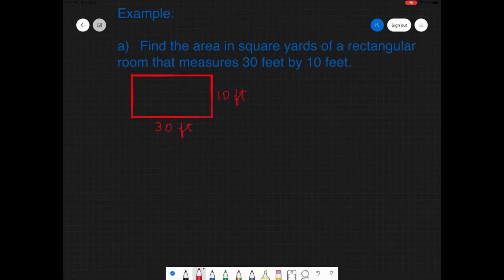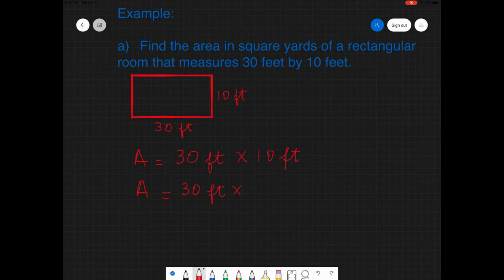Now let's find the area in square yards of a rectangular room that measures 30 feet by 10 feet. Since the shape of the room is a rectangle, the area is computed by multiplying the two dimensions. So we multiply 30 feet times 10 feet. But since we want to represent the area in square yards, let's use conversion factors to do the conversion.